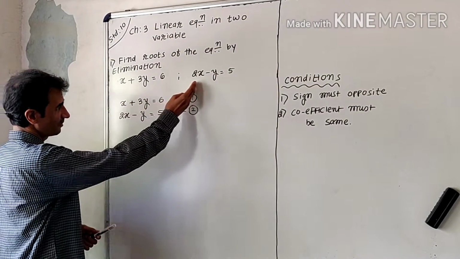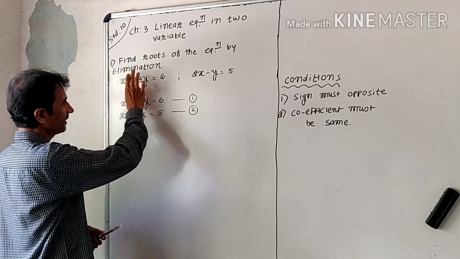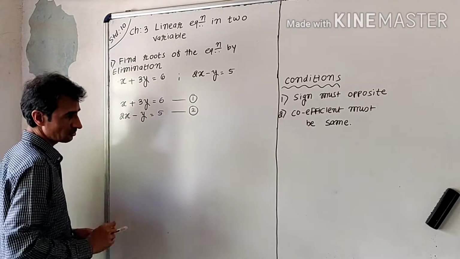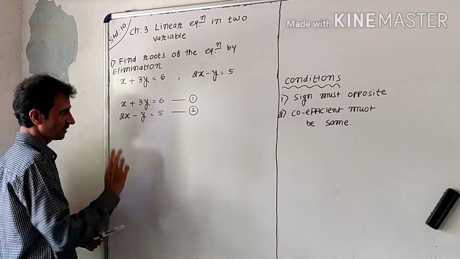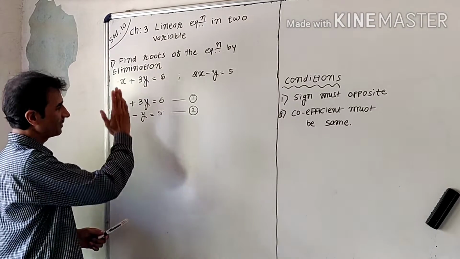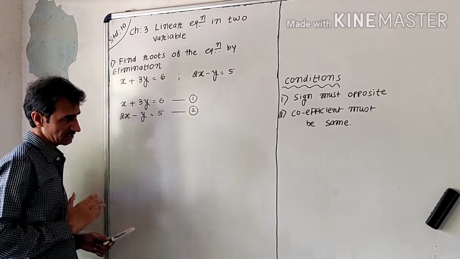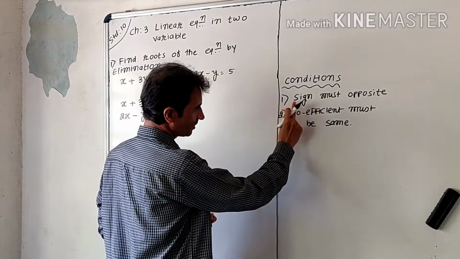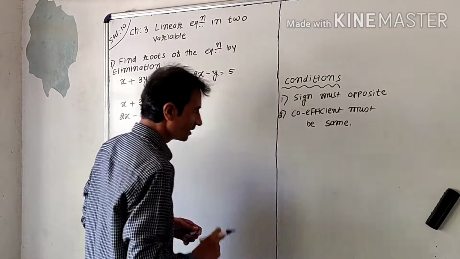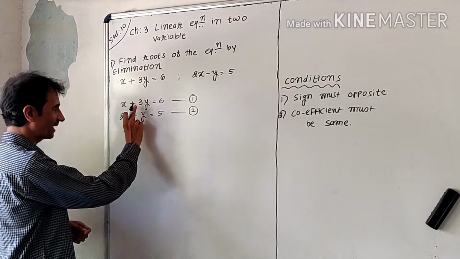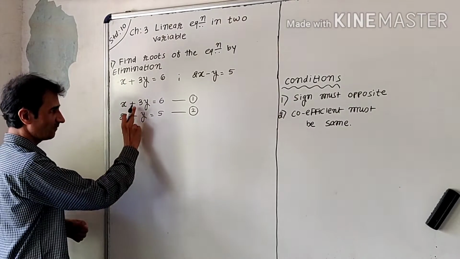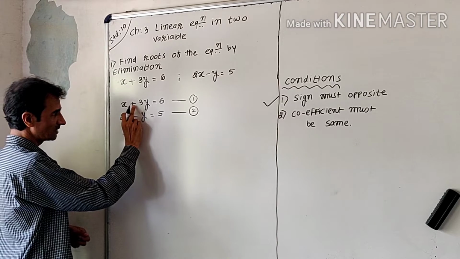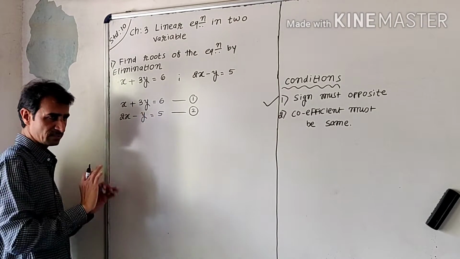Now these are the equations and I want to solve them by the elimination method. This is my equation number 1, x plus 3y is equal to 6, and second, 2x minus y is equal to 5. Elimination means I want to go for cancellation. For that purpose there are two conditions that must be met. First of all, the signs must be opposite. Suppose in this case I want to eliminate y. Here the first condition is already fulfilled because both signs are opposite, plus and minus. That means okay.